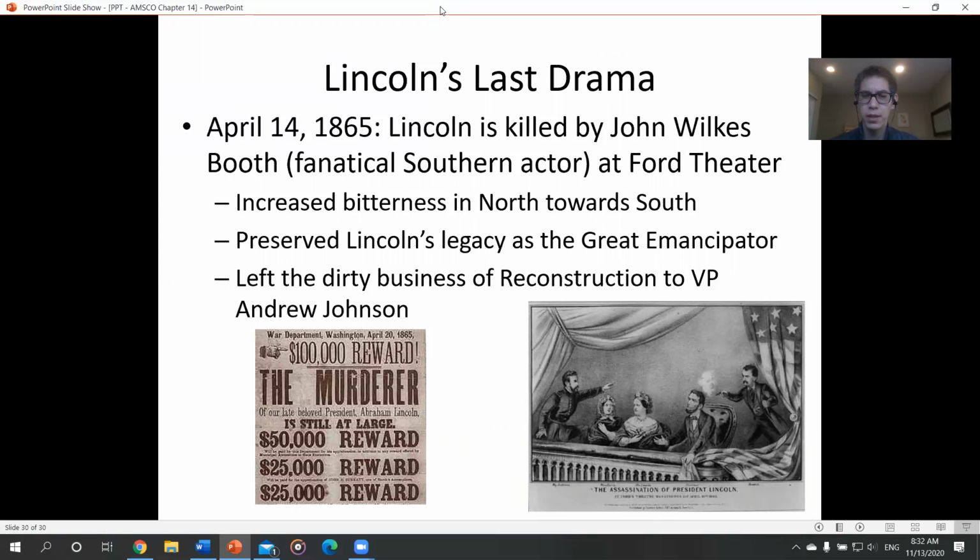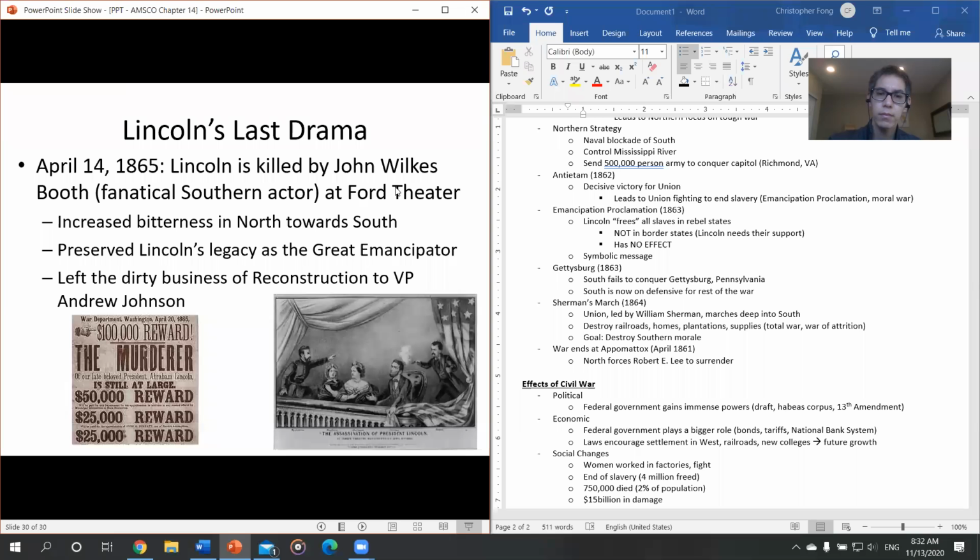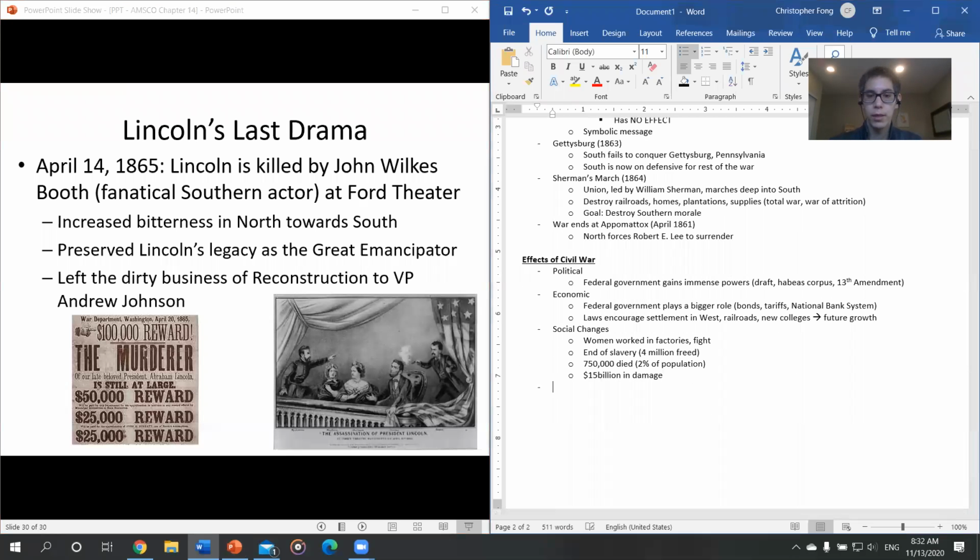Now, on the other side, Lincoln's premature death does preserve his legacy as the great emancipator, as the one who freed the slaves. He didn't have to deal with the messy business of rebuilding the country after the Civil War. That was left to Andrew Johnson, his vice president. So we'll end here with the assassination of Lincoln in April 1865. And again, we've got Lincoln's legacy as the great emancipator, but this increases Northern anger at the South.